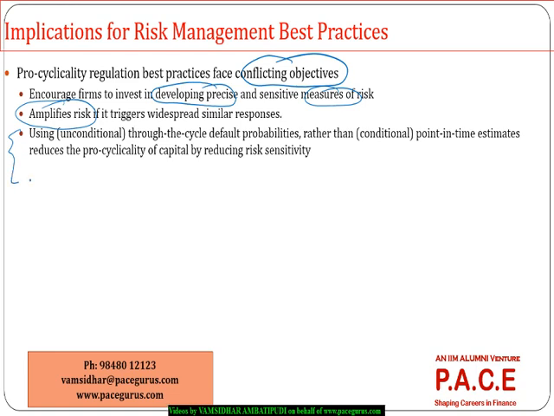So what is very much needed is using the unconditional default probabilities, which is the through-the-cycle default probability, rather than the point-in-time, conditional default probability, which reduces the pro-cyclicality of the capital. So one more thing that regulators may have to really focus on to address this issue is using the unconditional default probabilities rather than the conditional to reduce the pro-cyclicality of the capital.